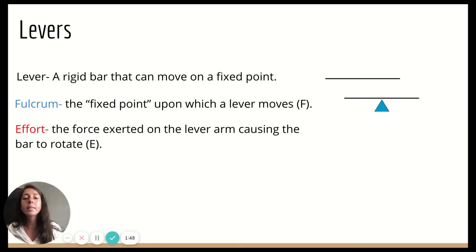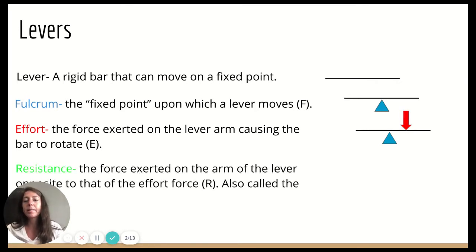Effort is the force exerted on the lever arm, causing the bar to rotate. If my hand actually wasn't attached to my arm, and this was literally just a bar sitting on this fixed point, the fulcrum, I would need to either push or pull on this bar in some way to get it to tilt. It wouldn't just move on its own, and that's the effort. So I'm going to use an arrow to represent effort, pushing on that bar.